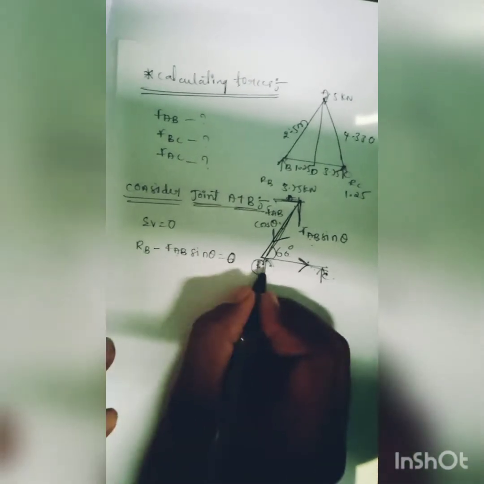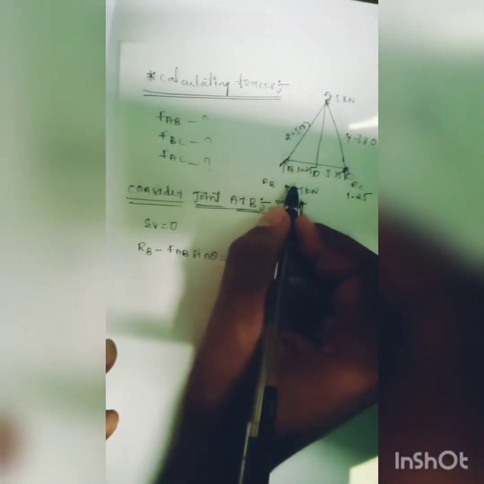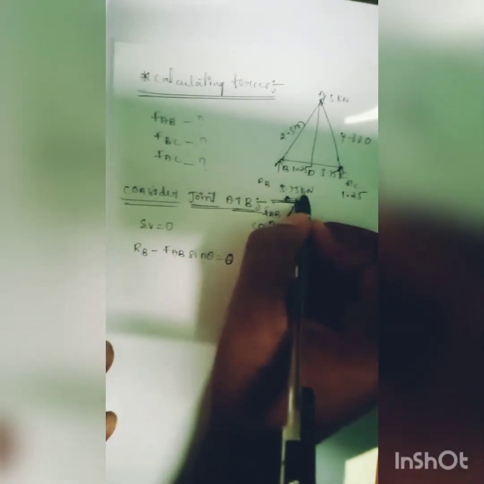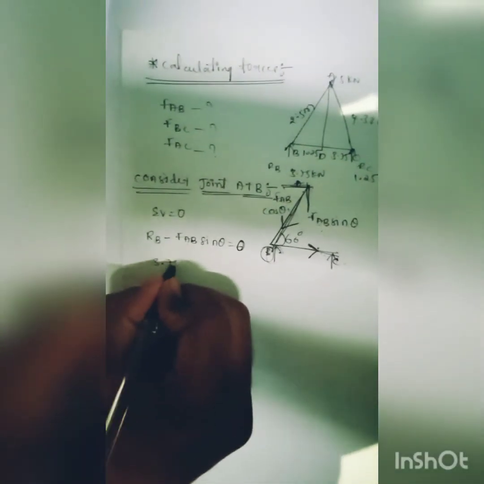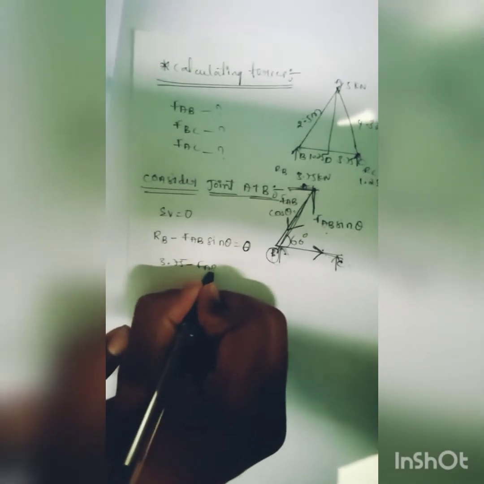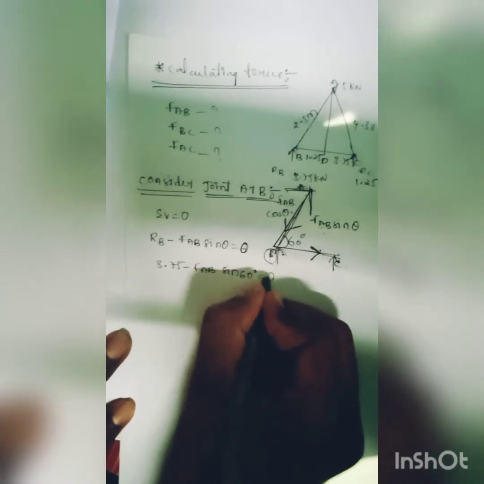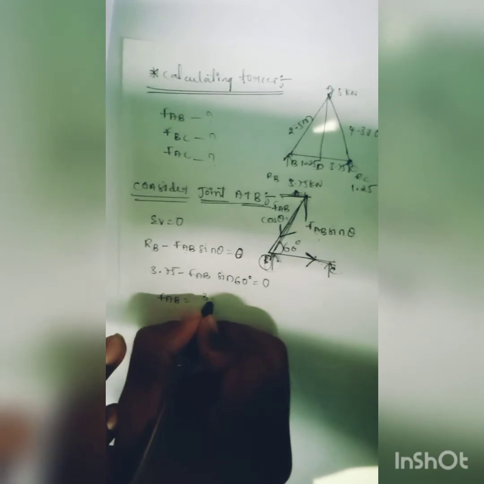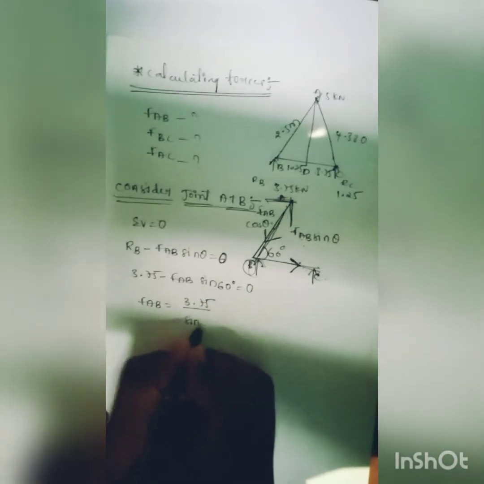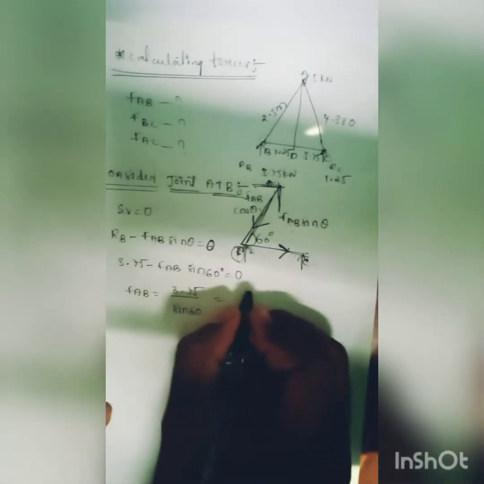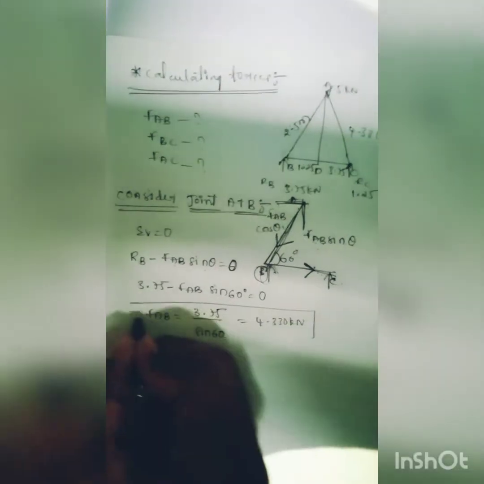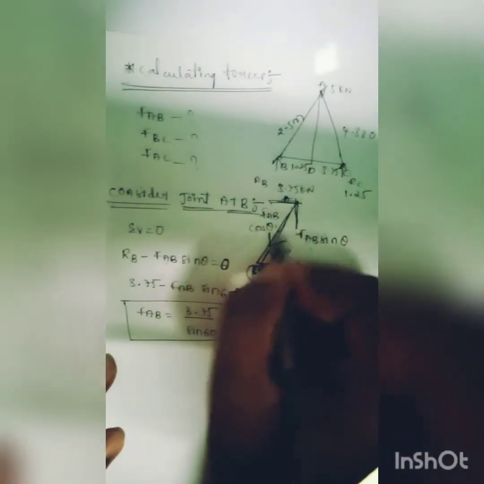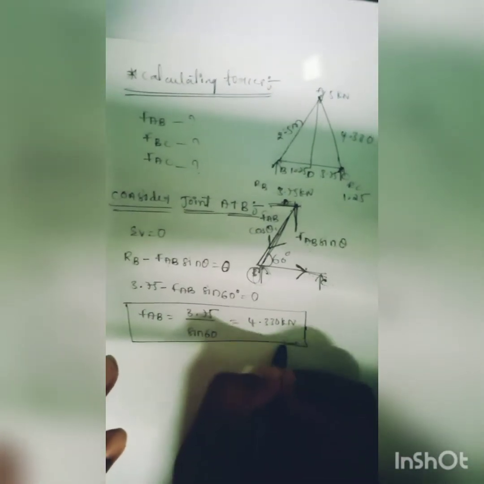Therefore, how much RB did we get previously? We got RB as 3.75 kilonewtons. So 3.75 minus f of AB sin 60 degrees equals 0. Here we need to find f of AB, which equals 3.75 by sin 60. Then we get f of AB equals 4.330 kilonewtons. Here we got the force in member AB as 4.330 kilonewtons.